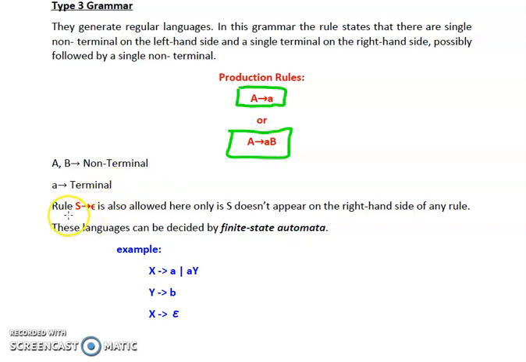So this rule was also there in our type 1 grammar, and again it is also there in our type 3 grammar. So let's make all these three rules rememberable for our type 3 grammar. Now, these languages can be decided by finite state automata. So finite state automata are our DFA, NFA. So all these automata are our finite state automata, and type 3 grammar generates the regular languages, and these regular languages can be recognized by a finite state automata.